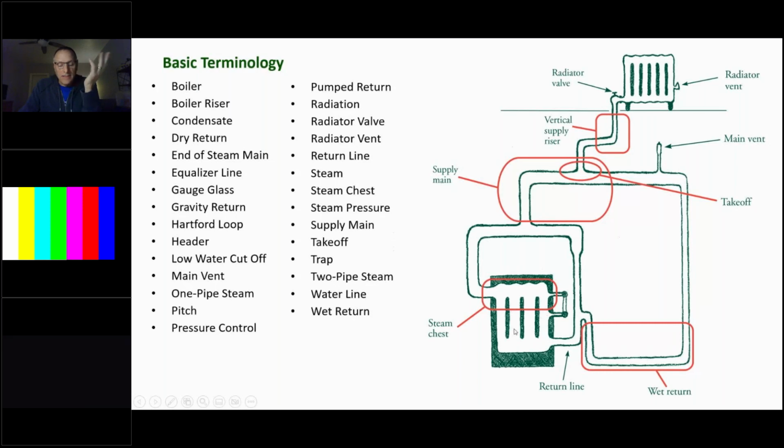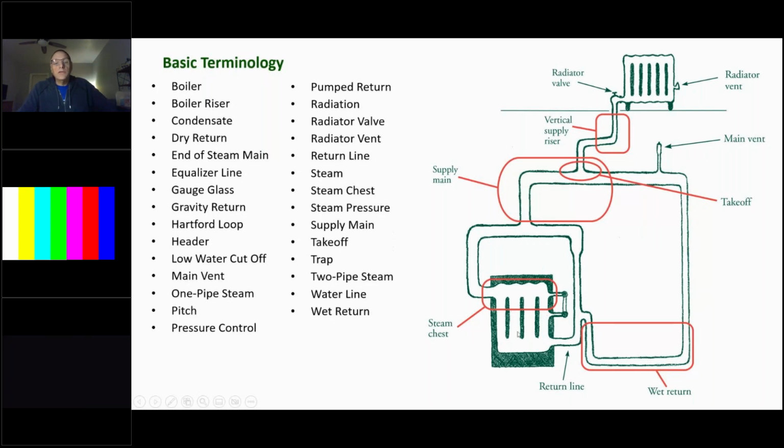Radiation, any kind of device that allows steam to give up its heat. The radiator valve and the radiator vent, those are pretty self-explanatory, I would think. The radiator valve allows the steam to come through. In a one-pipe steam system, you want to have this valve open completely because steam has to pass over the top of the condensate that's forming along the bottom of the radiator. And we'll go through that more in another slide.